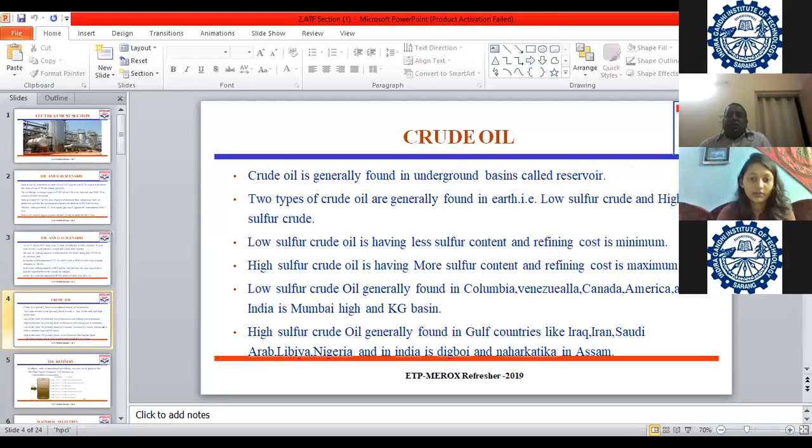So when we are talking about sulfur, we have to come to the treatment process to separate the sulfur to meet the Euro 6 standard. Euro 6 standard means minimum sulfur content. Why is minimum sulfur content required?